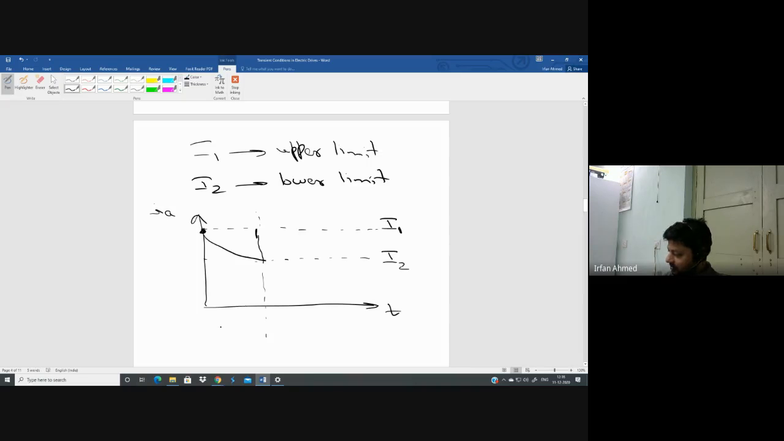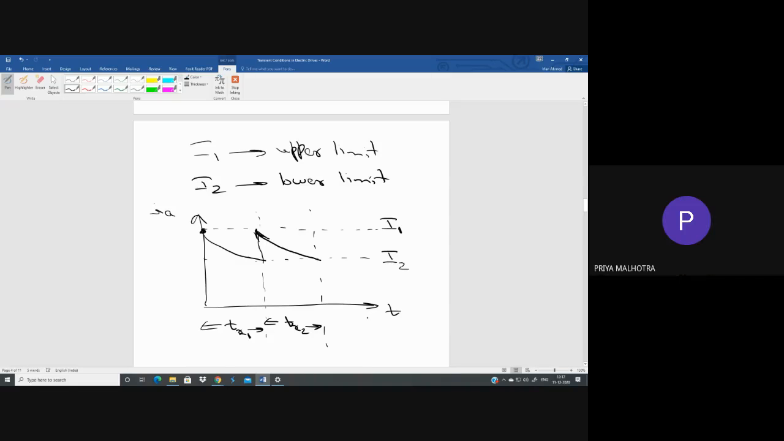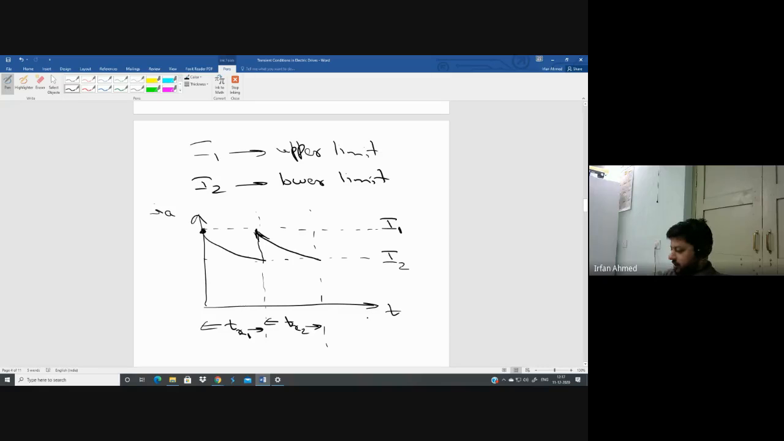So let us say this time is Tx1. Now once again the motor speed increases, so again your current falls exponentially, and again it reaches I2. Let us say this time is Tx2. The question is, are Tx1 and Tx2 equal?